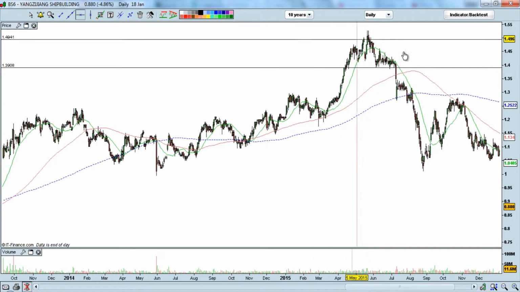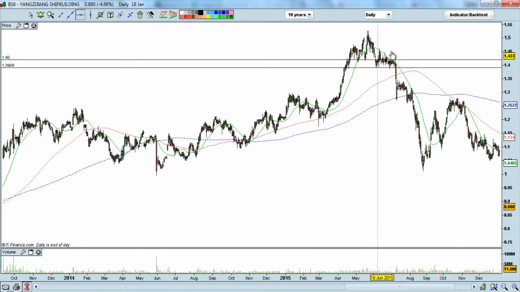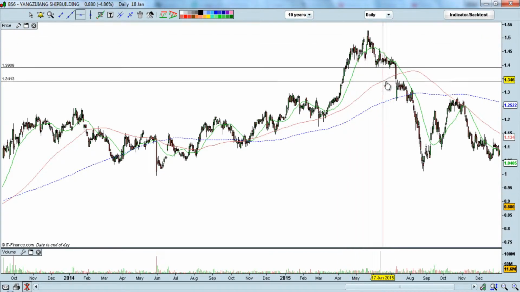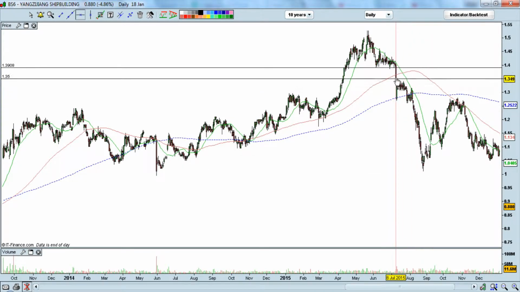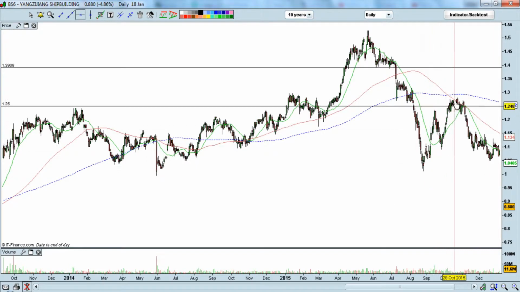But in general we can see that this is something like a head and shoulder pattern. There's a neckline over here, a shoulder, head, shoulder. So it broke down below this support level, and you can see the trend started to reverse, with quite a huge sell down all the way to August 2015, and then we saw a rebound.